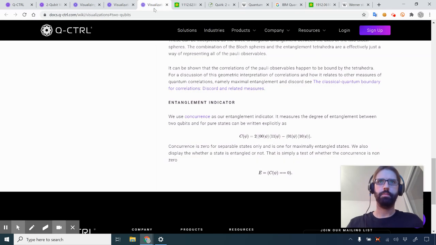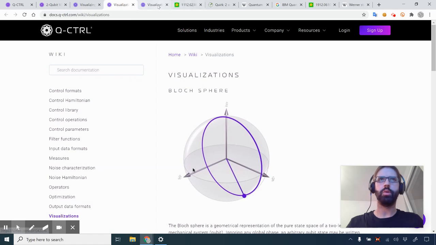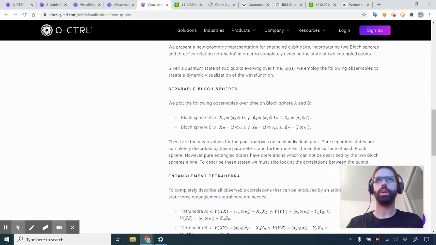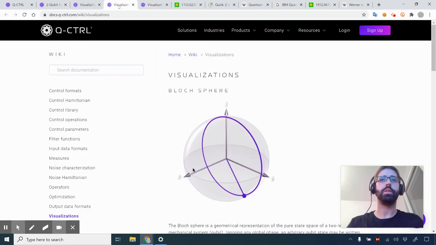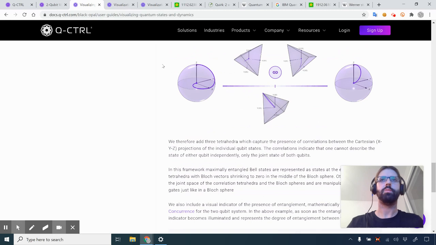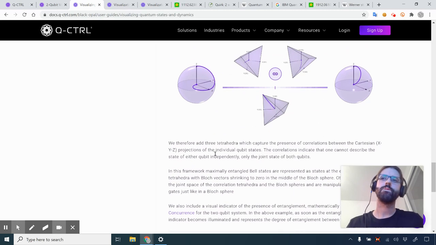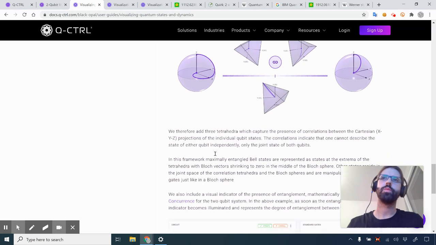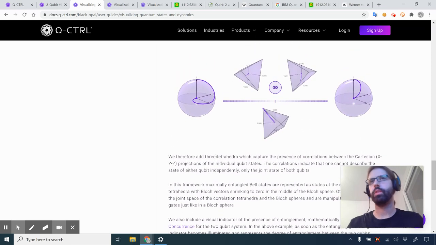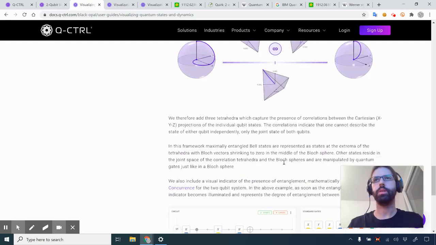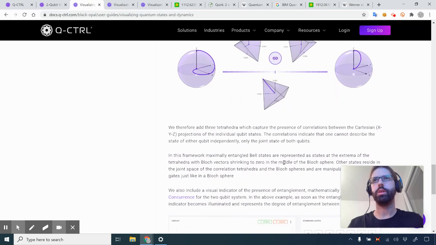So this visualization is supposed to represent the different correlations. And that's what I wanted to understand in the first place. Not these, but these. Exactly. So it's supposed to show the different correlations between the axes, which ones agree and disagree and whatnot.